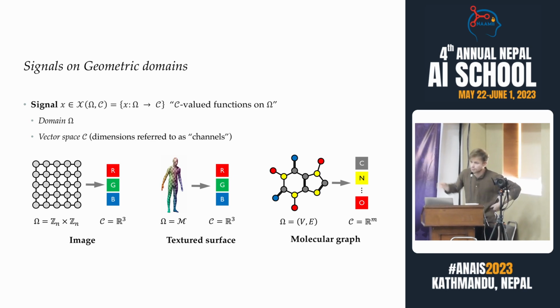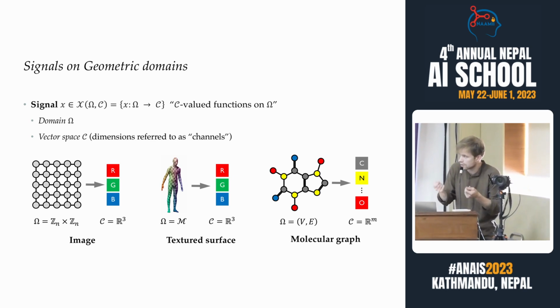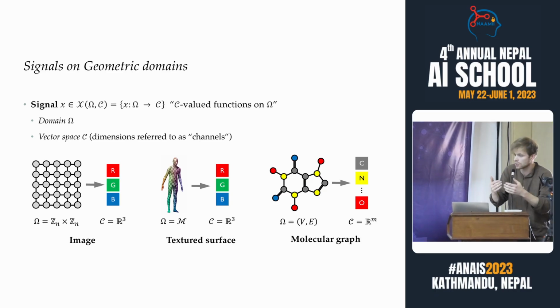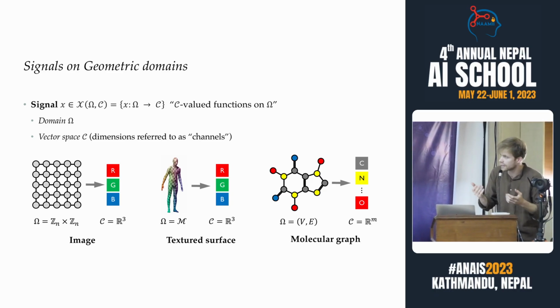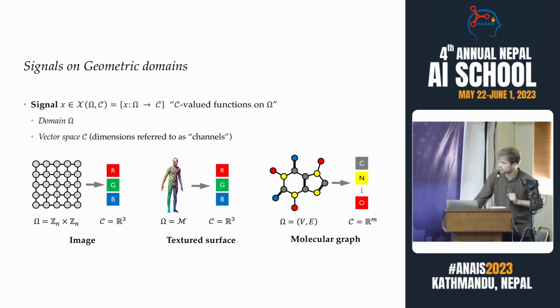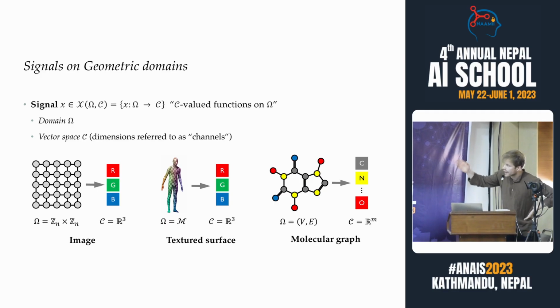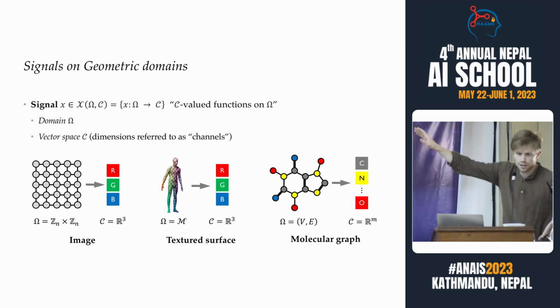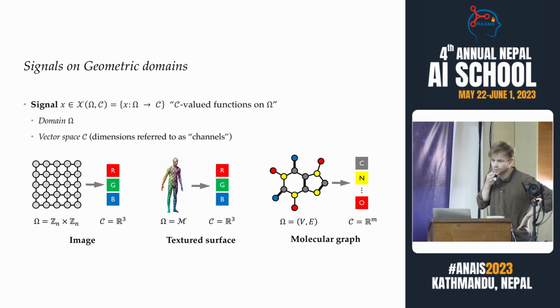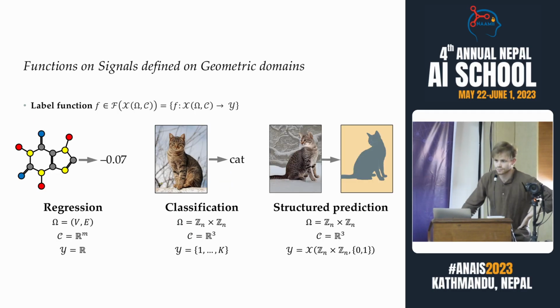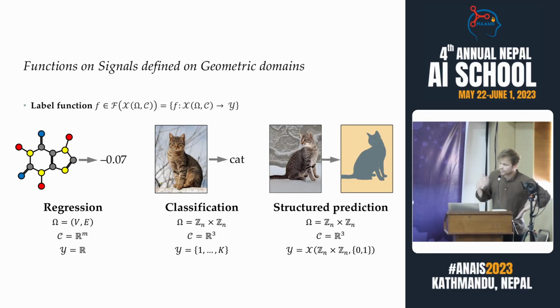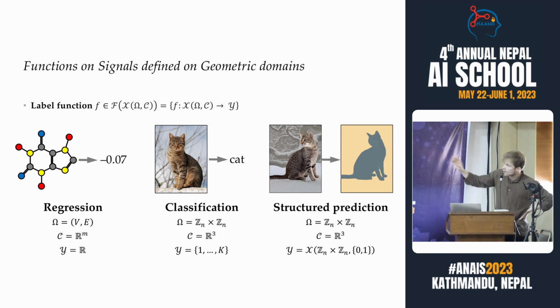This is also a vector space because there is some structure to this, is what I'm trying to say. You can add two signals together, and there is a notion of linearity. I won't go too much into details on that, but in geometric deep learning, we care very much about these structures. So, any questions? Is this clear, the signals? Yeah.